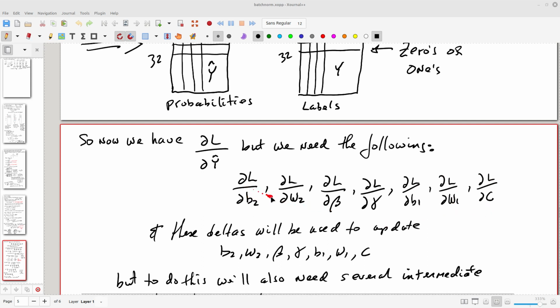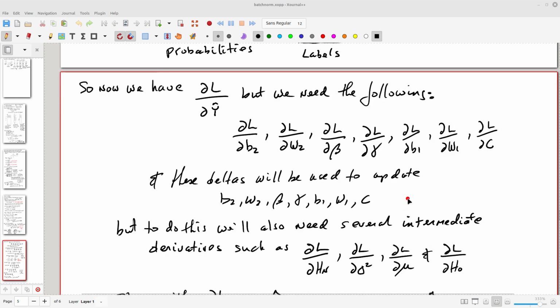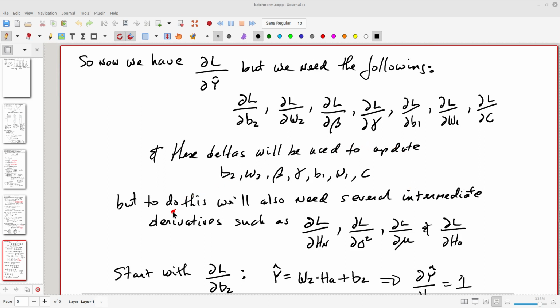All of these seven gradient tables, these deltas, will be used to update B2, W2, beta, gamma, B1, W1, and C. Once we do that update, we've basically done one pass through our loop. But here's where it gets even more complex. In order to compute these gradients, we're also going to need several intermediate derivatives.